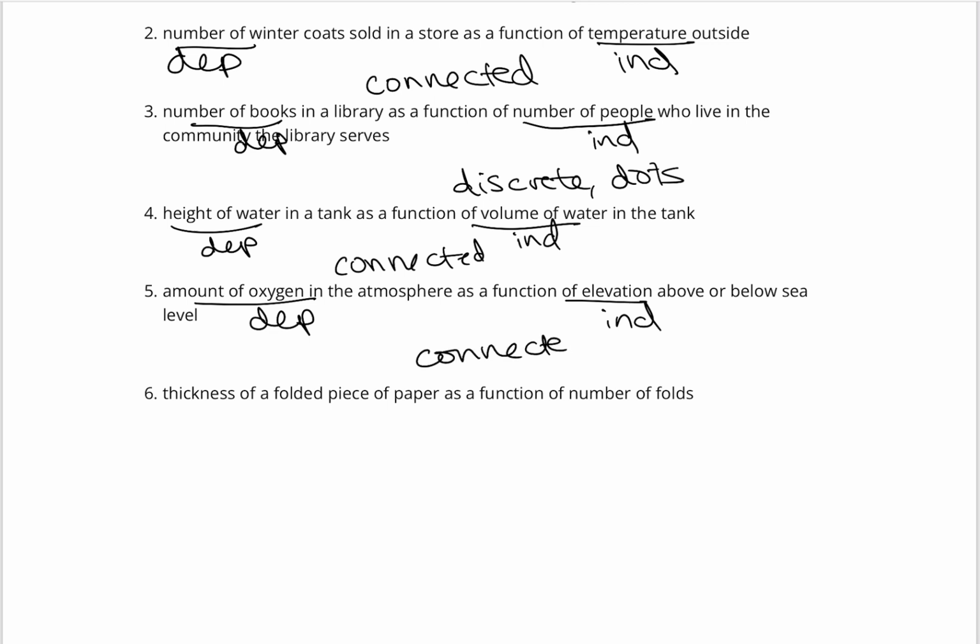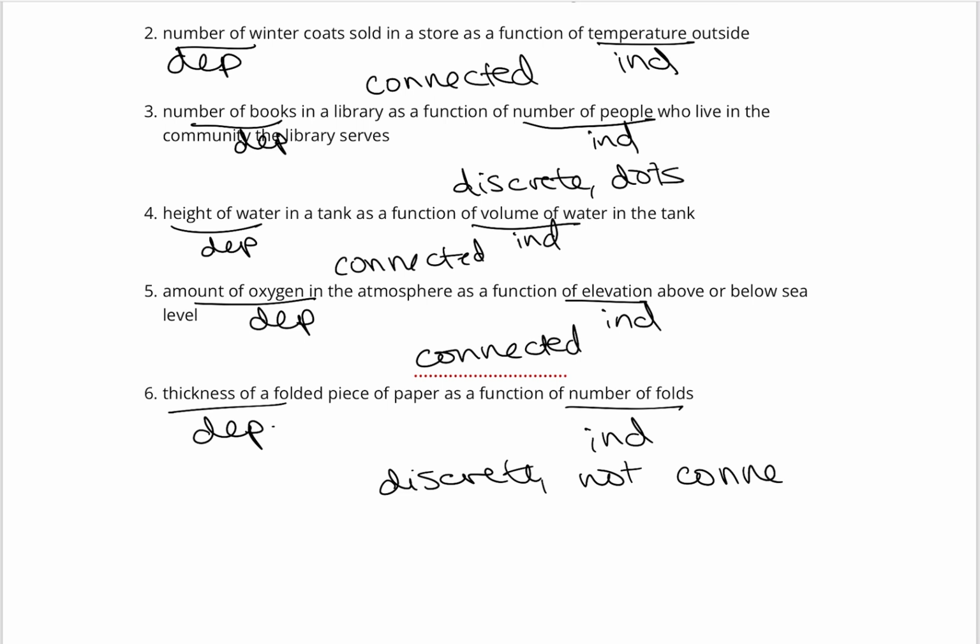And then thickness of a folded piece of paper is a function of number of folds. Number of folds is our independent variable. Thickness of paper is dependent. So this would be discrete, or not connected, because number of folds would have to be whole. And that's it for that lesson.